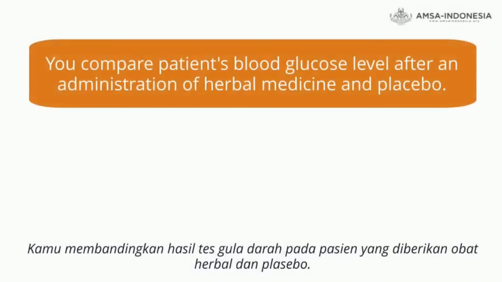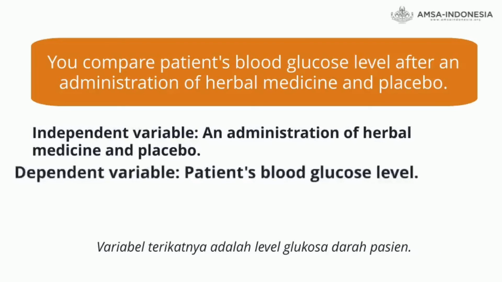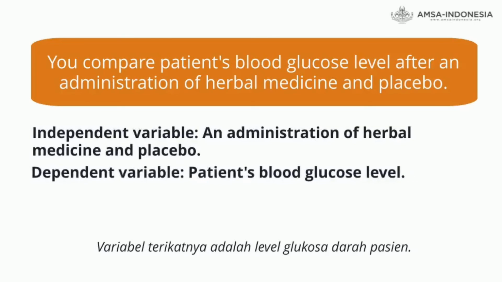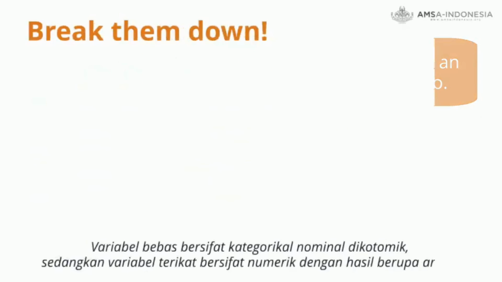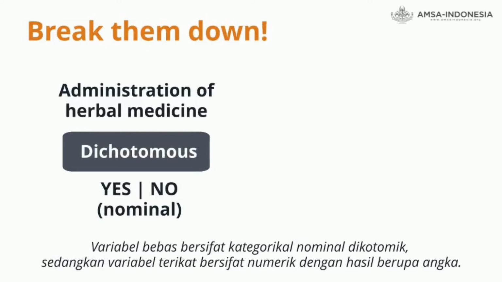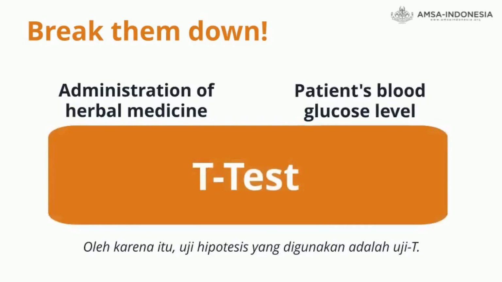Another example, you want to compare the blood glucose level of patients that were given herbal medicine and placebo. The independent variable is the administration of herbal medicine and placebo. The dependent variable is the level of blood glucose. The confounding variable is the patient's history of diabetes mellitus. The independent variable is dichotomous nominal categorical data, while the dependent variable is the numerical data. Therefore, t-test can be used to test the hypothesis.